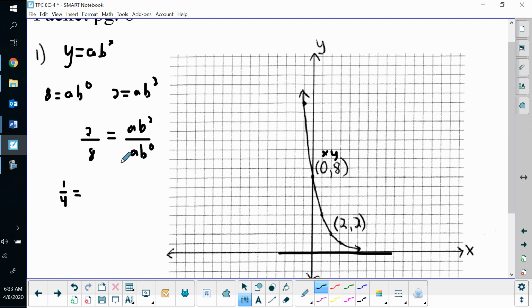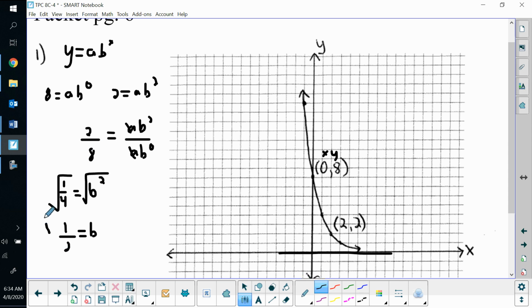Now the whole purpose of doing this is on the right, the a's divide out, so they're gone. b to the second over b to the 0, when you divide, you subtract the exponents, so that's just b to the second. To get b by itself, we'll take a square root. Square root of 1 is 1, square root of 4 is 2, so b is just a half. Normally we'd have to worry about plus and minus, but in an exponential function you can't have a negative b value, so that's why it's just the positive 1/2.